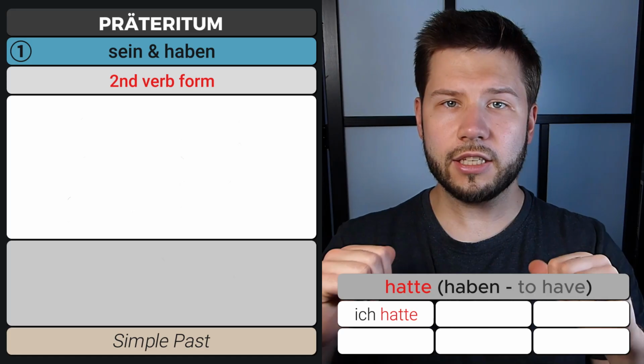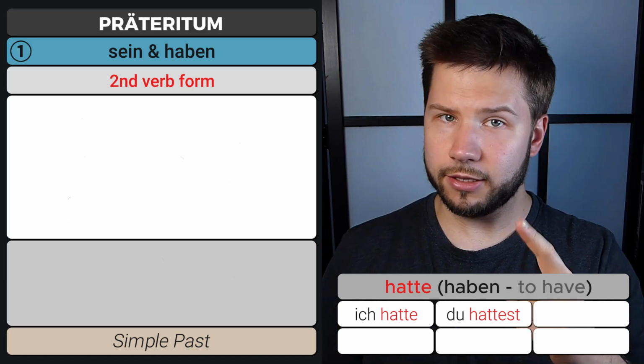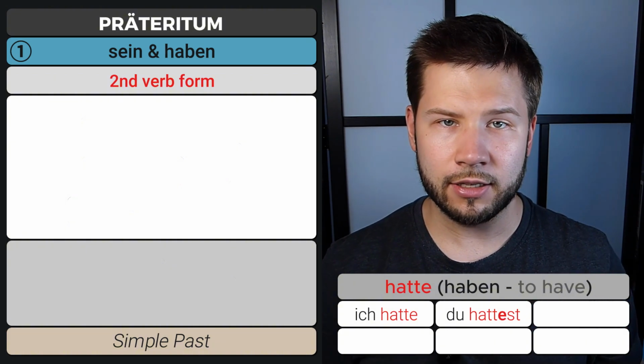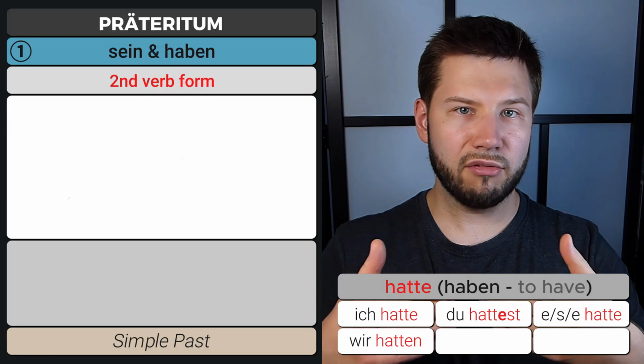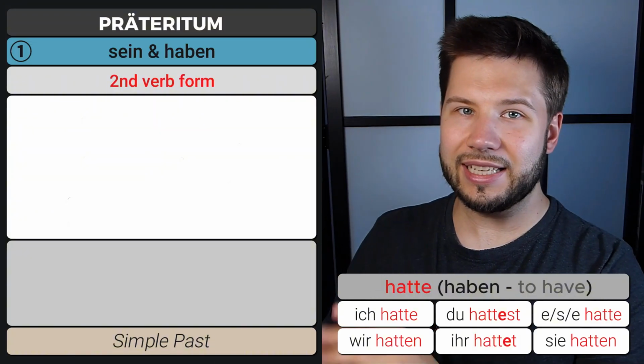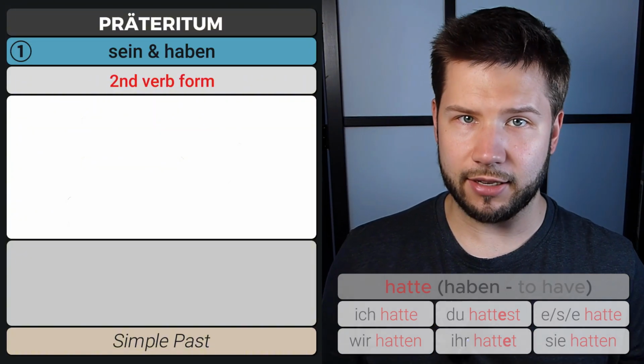And let's go. Ich hatte, du hattest. Little reminder here, we always keep the e in the root if the word ends in den or ten. Sie es hatte, wir hatten, ihr hattet, same rule here, sie hatten. And here are some example sentences.